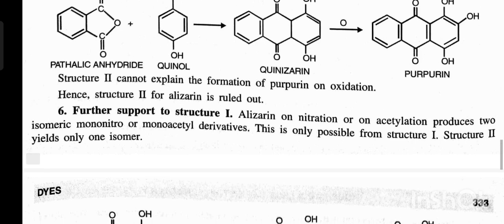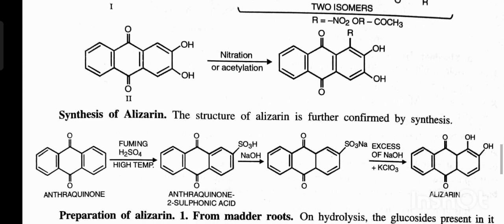Sixth, further support to structure first. Alizarin on nitration or on acetylation produces two isomeric mononitro or monoacetyl derivatives. This is only possible for structure 1. Structure second yields only one isomer. The structure of alizarin is further confirmed by synthesis.